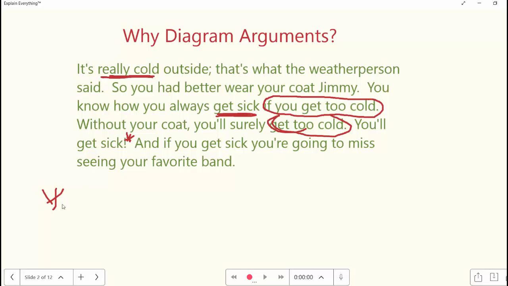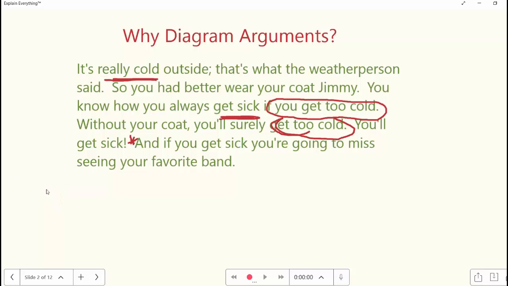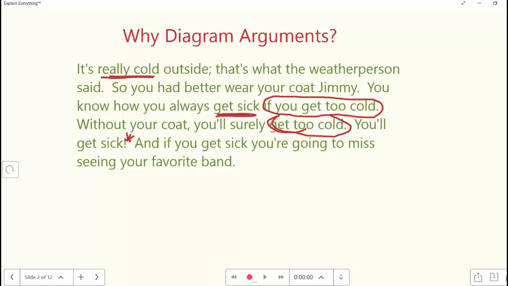That's a terrible star. Hold on. Here we go. So what are we really saying? You'll get sick without your coat, or without your coat you'll get sick.